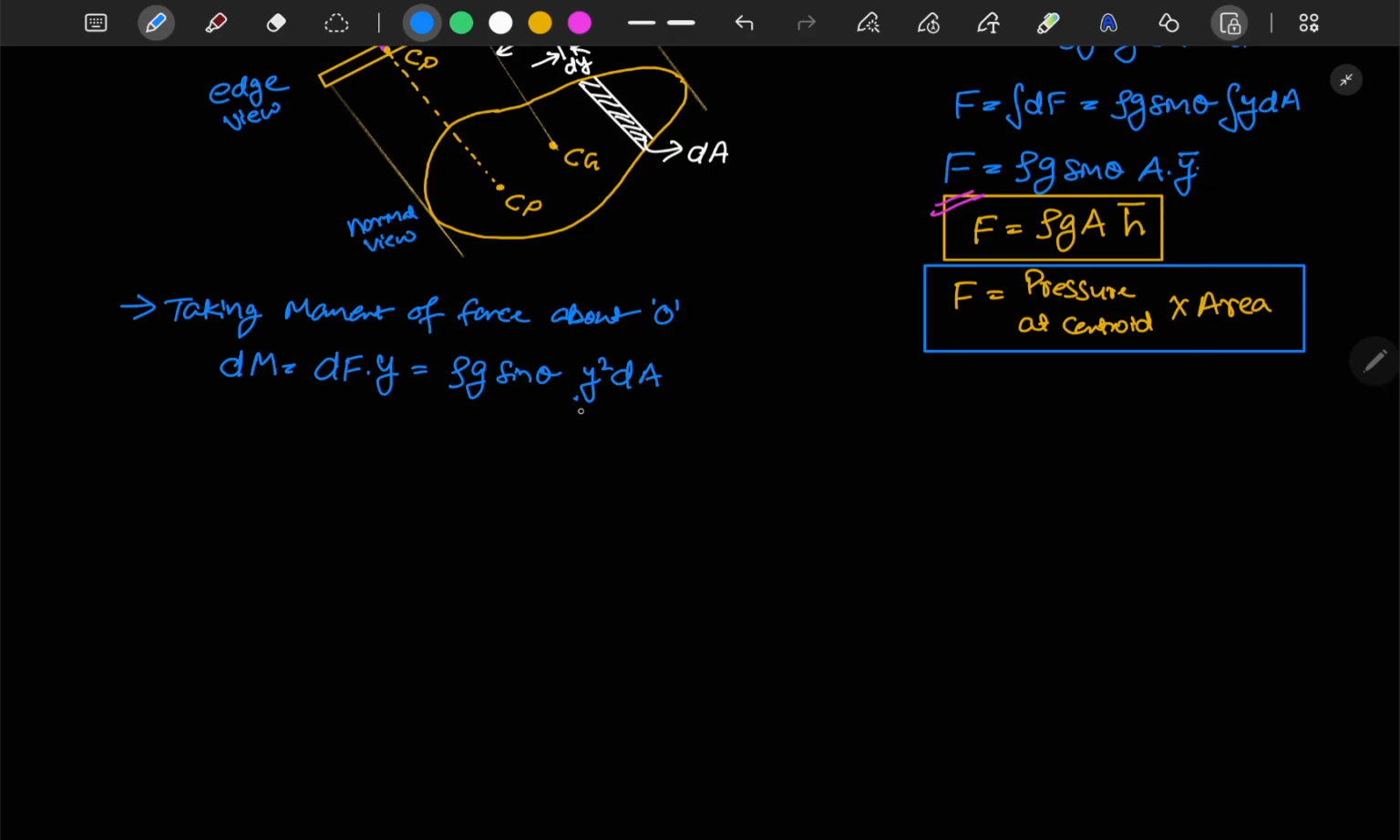So there is an integration here; this is a small elemental moment. Now, if we integrate this moment, we will obtain it as rho g sine theta times the integration of y square dA.